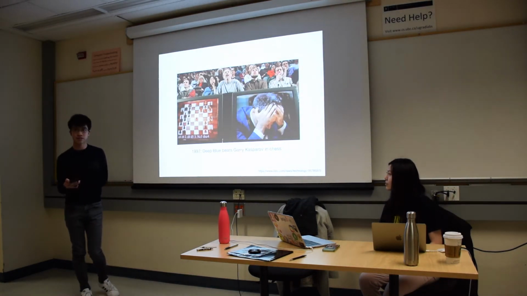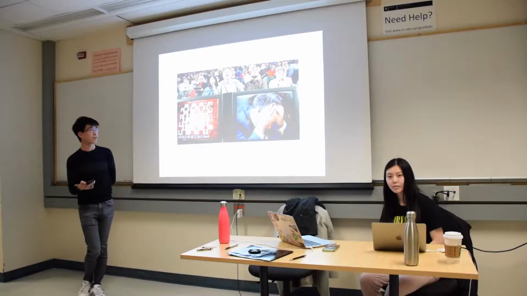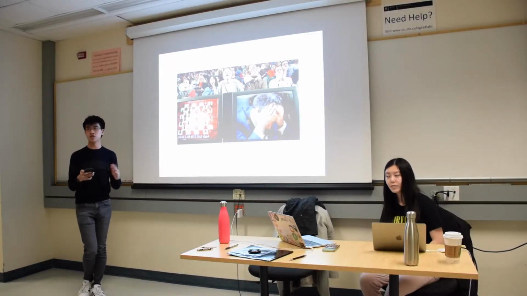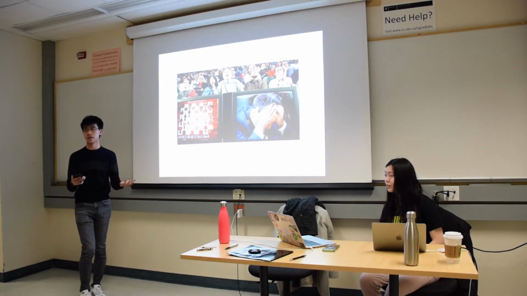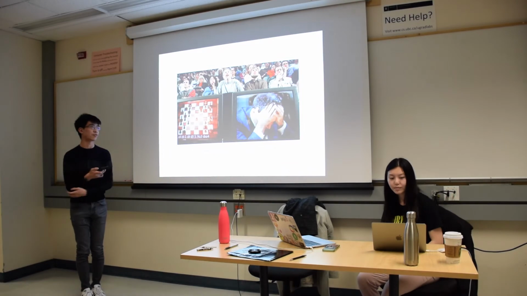Just for some more history on the field, back in 1997, IBM created a chess AI, Deep Blue, which beat Garry Kasparov in chess, right? This was built on traditional AI. This was not machine learning. This was just a bunch of hard-coded rules for how to play chess, like I was talking about.